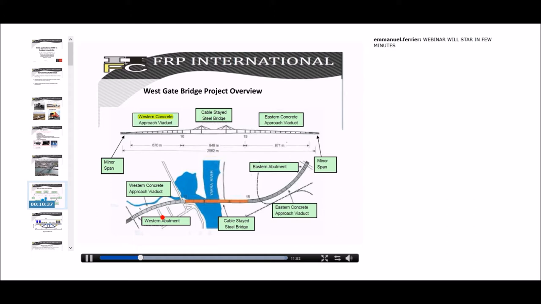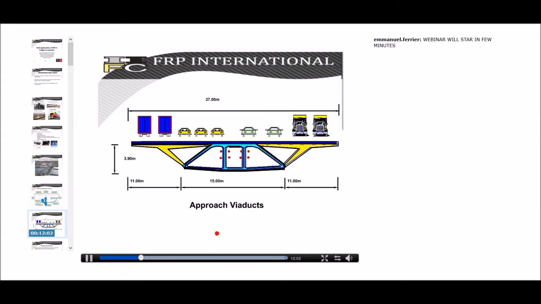And so I will be focusing on the concrete parts of the bridge because FRP was used in the strengthening of these. So what is the issue with this bridge? As you can see here in this cross section, actually there is nothing wrong with the bridge. What you see here is that the volume of traffic of this bridge has increased tremendously.